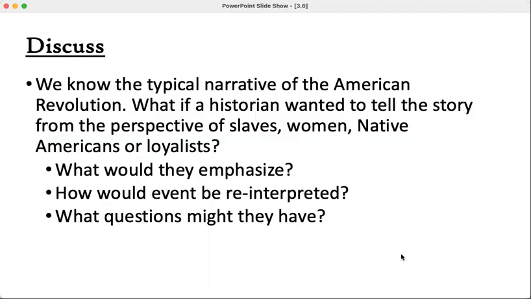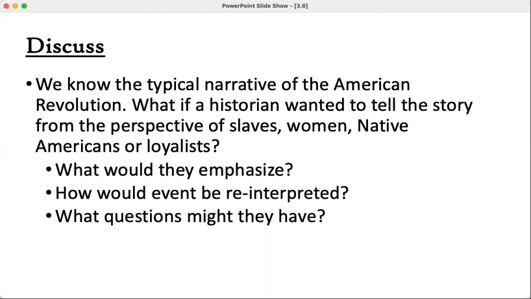So we know the typical narrative of the American Revolution, right? The scrappy Americans pushed off the cruel British Empire because we were being oppressed. And because of that, we got freedom and liberty and all that jazz, right? We're very familiar with the pro-America sort of version of the story. But history is interpretation. What if a historian wanted to tell the story of the American Revolution from a different perspective?